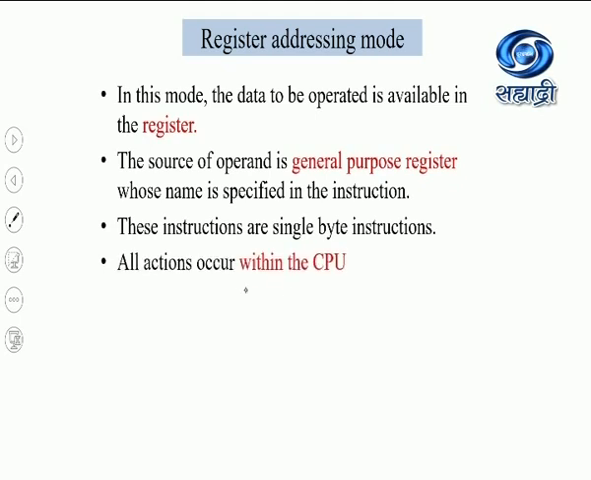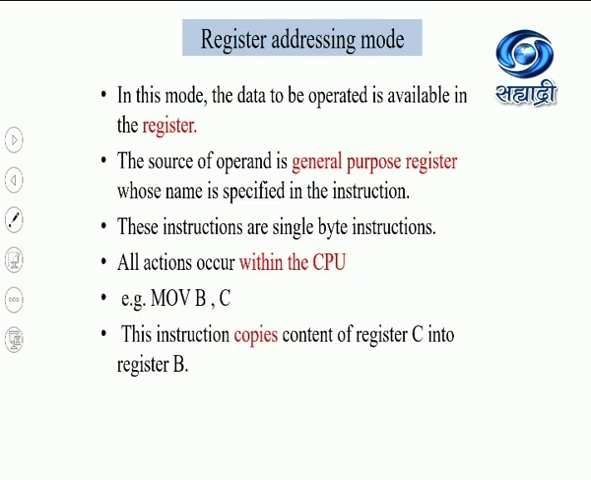All actions occur within the CPU. So basically, the source of data are general purpose registers and registers are inside the CPU. Hence, all actions related to this addressing mode occur within the CPU. For example, MOV B, C. As you know, B and C are general purpose registers. This instruction copies the content of register C into register B.